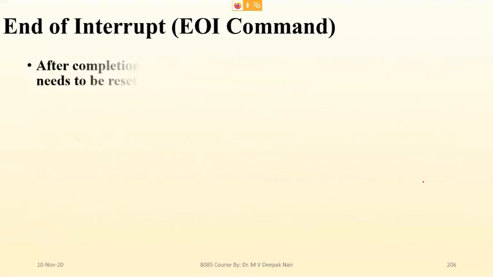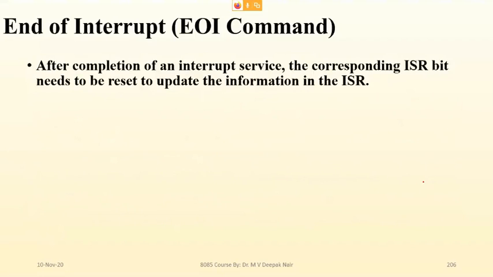End of interrupt command. This is important. After serving the interrupt, the 8085 has to issue the end of interrupt command to the 8259. And the end of interrupt command can be of two types: one is AEOI, that is automatic end of interrupt, or you can have the end of interrupt command, the normal end of interrupt.